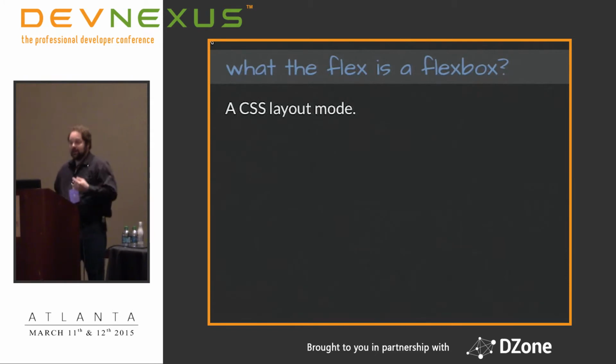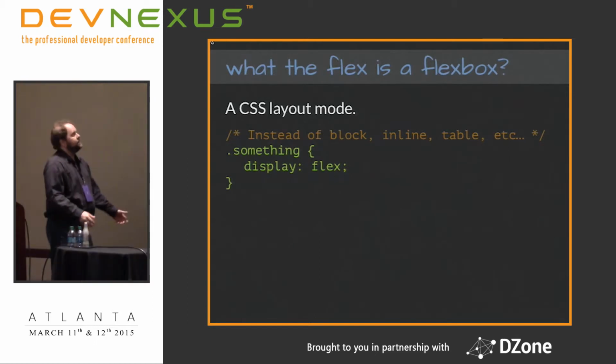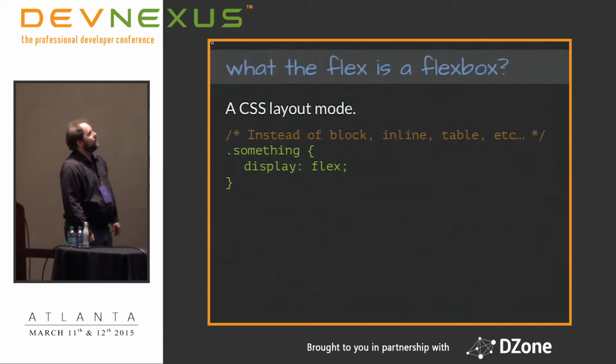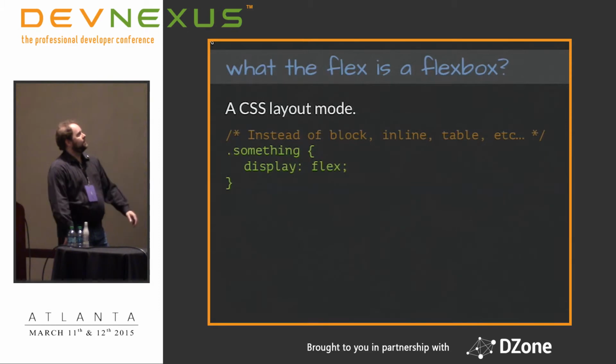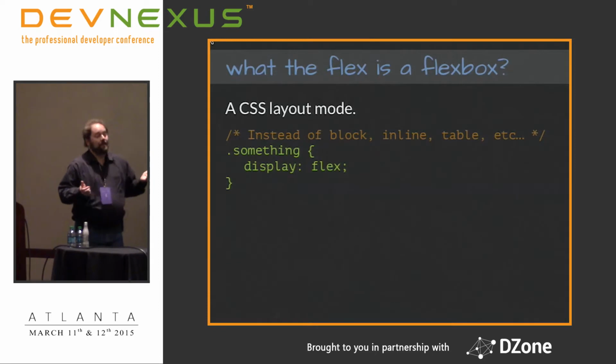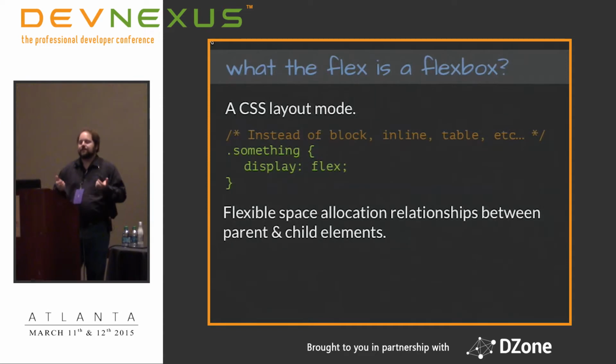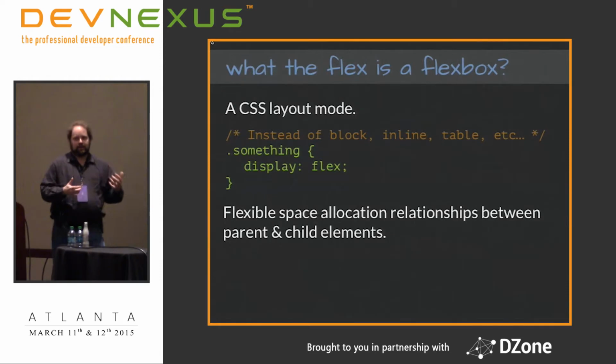All right, so it's a CSS layout mode. What the heck is that? I even had to remind myself of the nomenclature for layout mode. So you're writing your CSS, and you want to see how passive or aggressive an element is in taking space. You assign it as a block element, inline element, table element, etc. This one's new. This is display flex, and what it really represents is a flexible space allocation between parent and children elements.